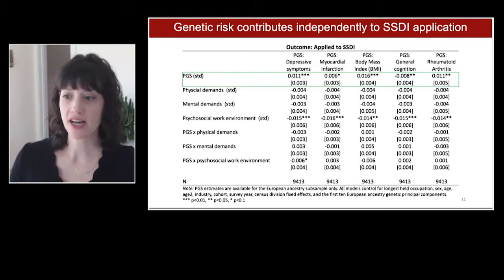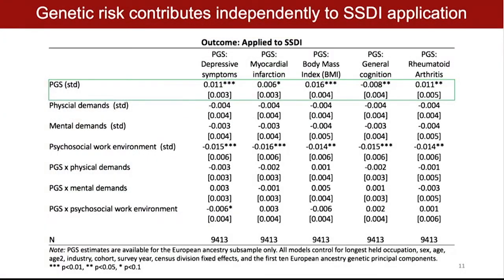And finally, we wanted to understand the role of genetic risk on the probability of application of SSDI and the degree to which underlying genetic risk interacts with job demands on your longest held job throughout an individual's life course. So here, every column represents a different polygenic score that we used in the model. We looked at each one at a time. And the outcome that we're looking at here across all models is application to DI.